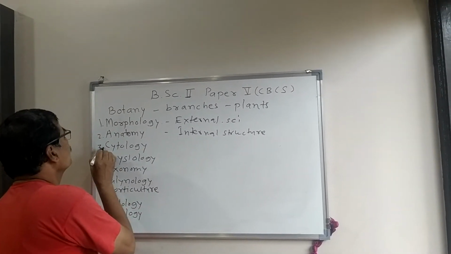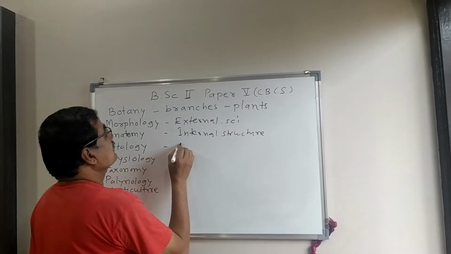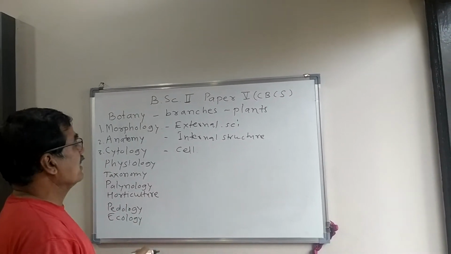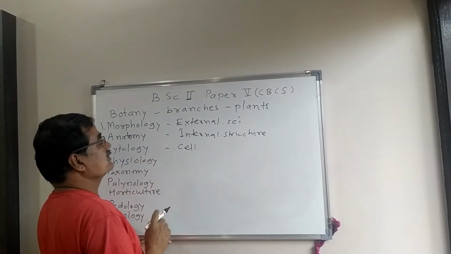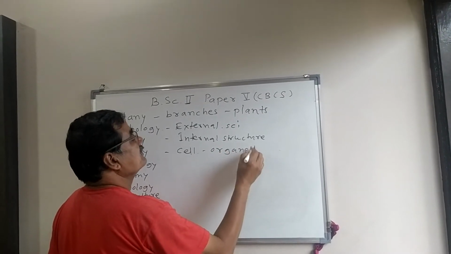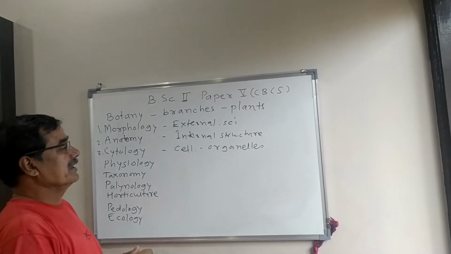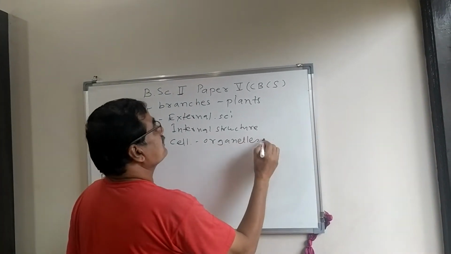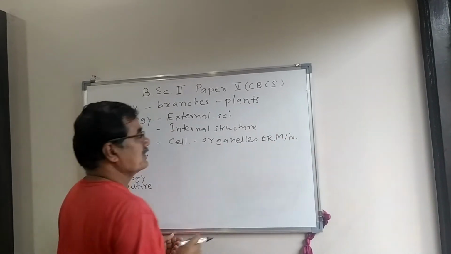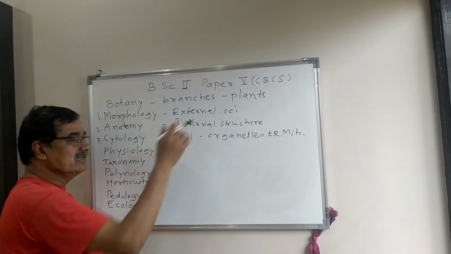Cytology is an important branch which deals with the study of the cell. Its structure and its functions are studied, and the cell consists of different types of organelles. These organelles are present in prokaryotic as well as eukaryotic cells, such as the endoplasmic reticulum, mitochondria, Golgi bodies, oil bodies, and lysosomes, which are present in the plant.